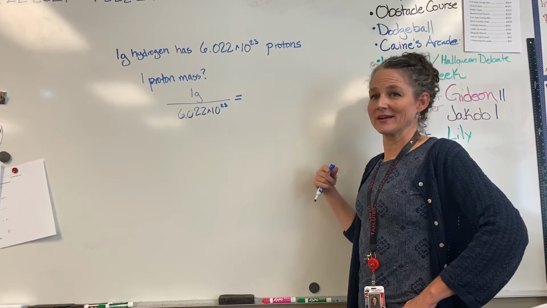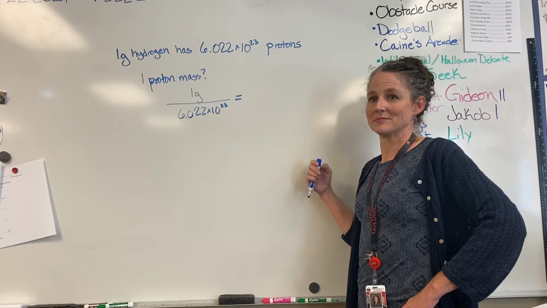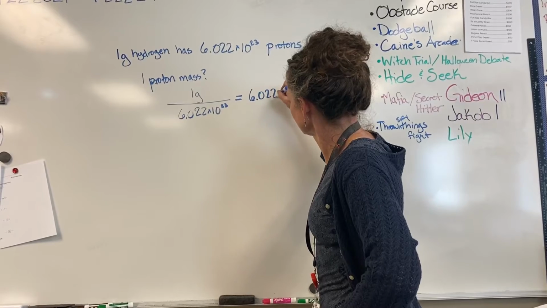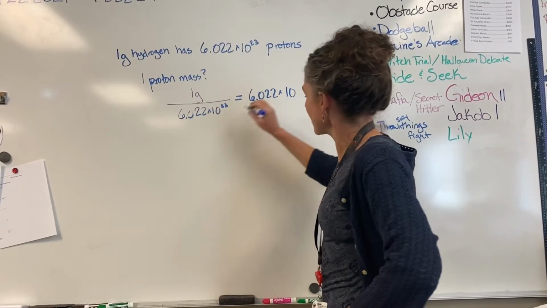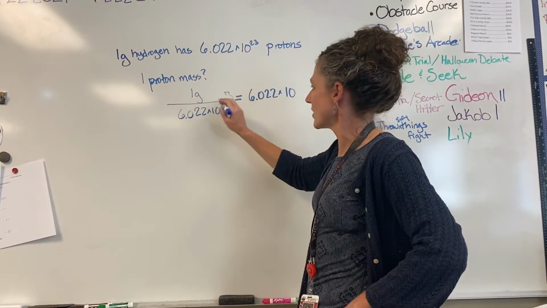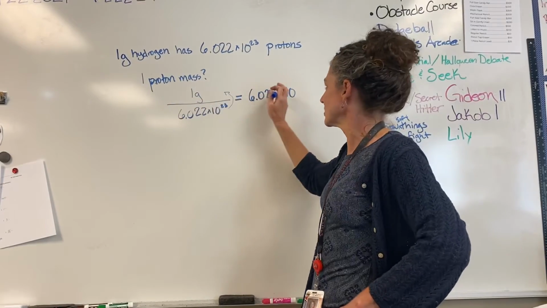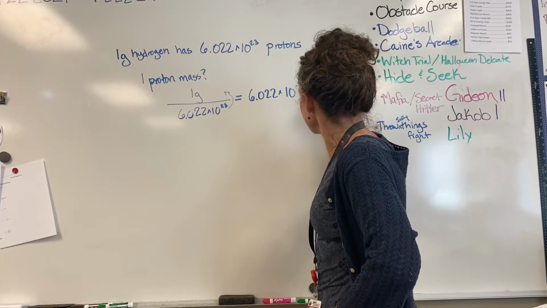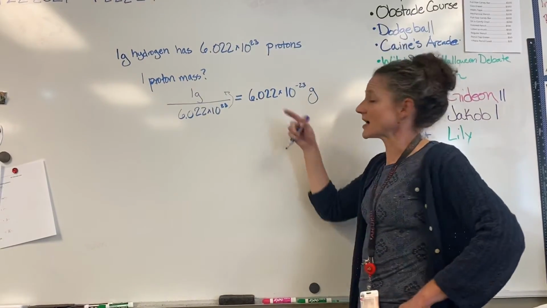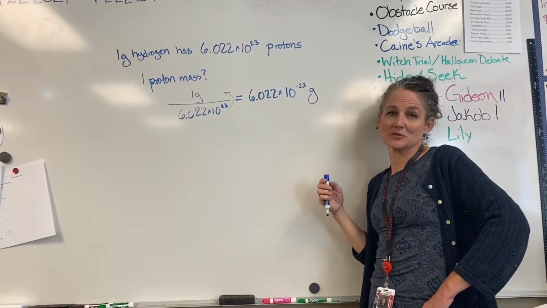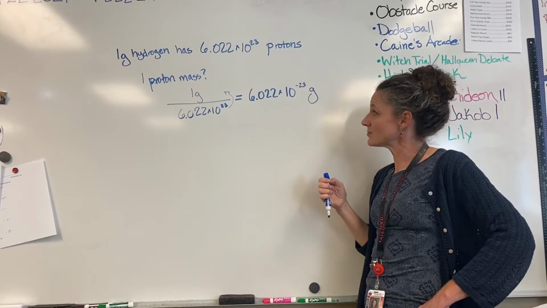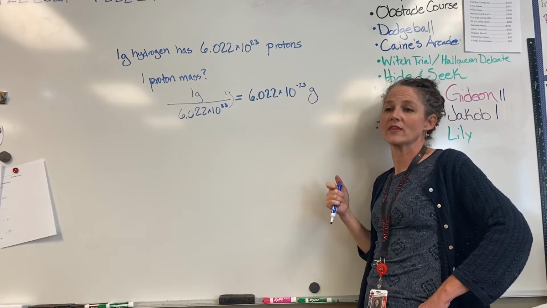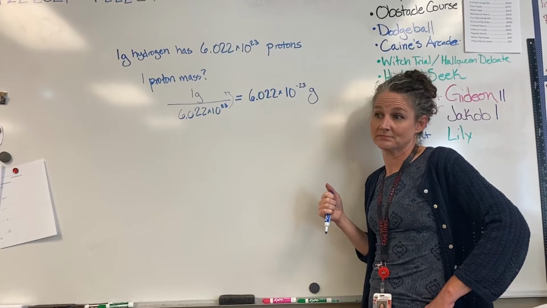Colby, what do you think? Wouldn't it be 6.022 times 10 to the, if we bring it up into the numerator though, it's crossing this line, negative? 10 to the negative 23rd grams. So 1 proton, now that was kind of an easy one because it was just dividing by 1. But 1 proton weighs 6.022 times 10 to the negative 23rd grams.